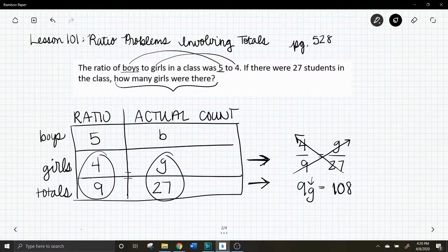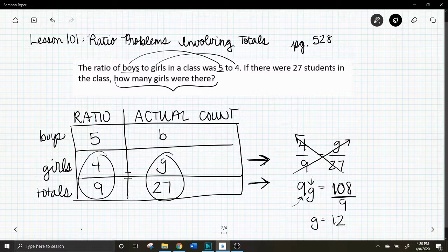So if you don't know this off the top of your head, I want to remind you that to solve for an unknown factor, divide the product by the known factor. So my product is 108. I'm going to divide that by the known factor, which is 9. And I would get that G equals 12. So the solution is that there are 12 girls. Okay, so that's all you have to do.